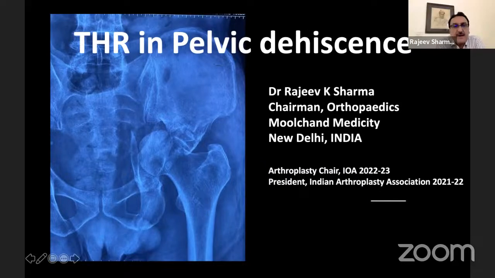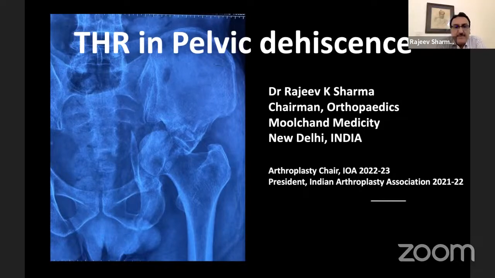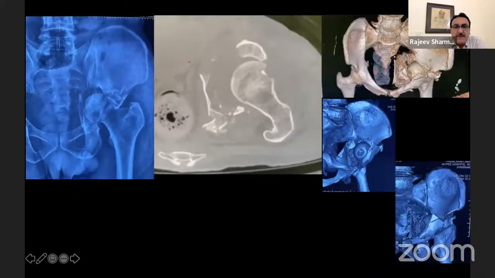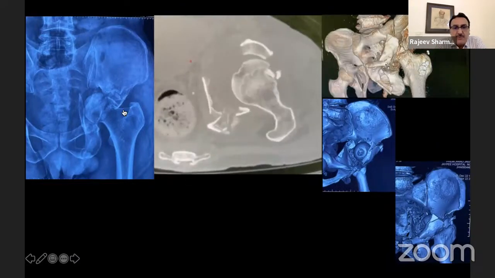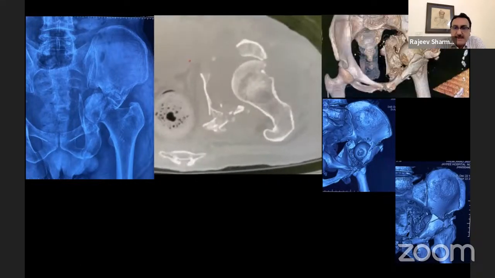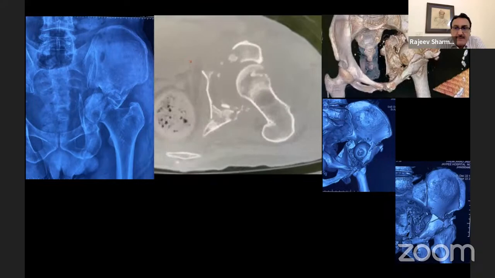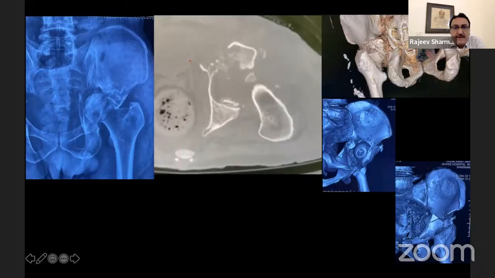So next case, I'll show the total hip arthroplasty in pelvic discontinuity. We know the radiological landmarks, and we see that when all the columns are lost, and you have a situation like this, now it's a real challenge how to manage it in an easy way. Because we can see on the CT scan and on the X-ray that the head has gone inside. This massive trauma has almost disrupted the whole pelvis. And how to manage it in an easy way?